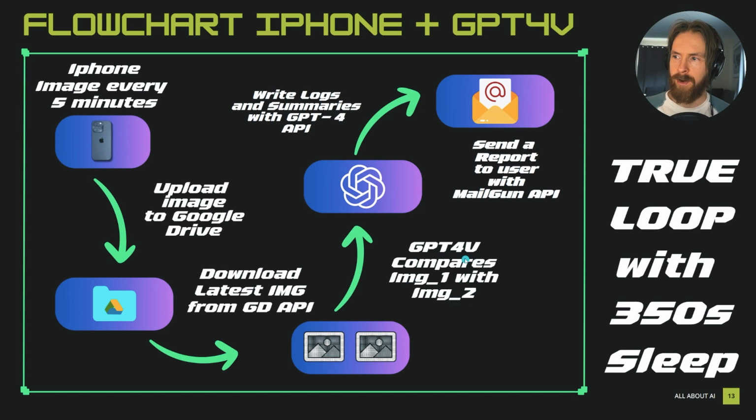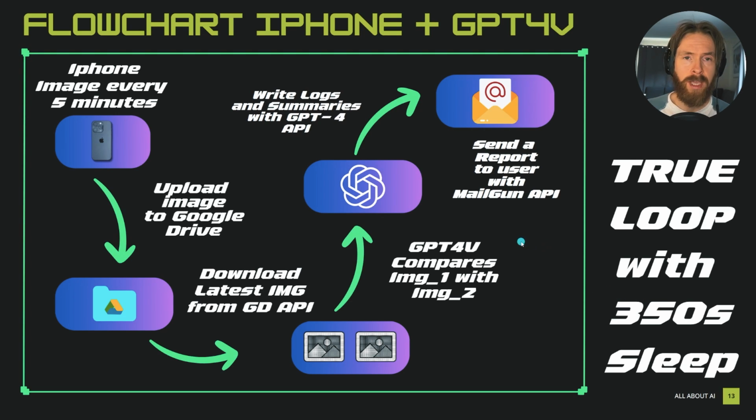Those compare descriptions will be processed by the GPT-4 API to write logs and summaries. And again, this writes the email that is going to be sent as a report to the user with the Mailgun API. So pretty straightforward setup. We run it in a true loop with a 350-second sleep. That's a bit over every 5 minutes, because since we take an image every 5 minutes, we want to wait a bit longer before we download the latest images. And that is basically the setup.